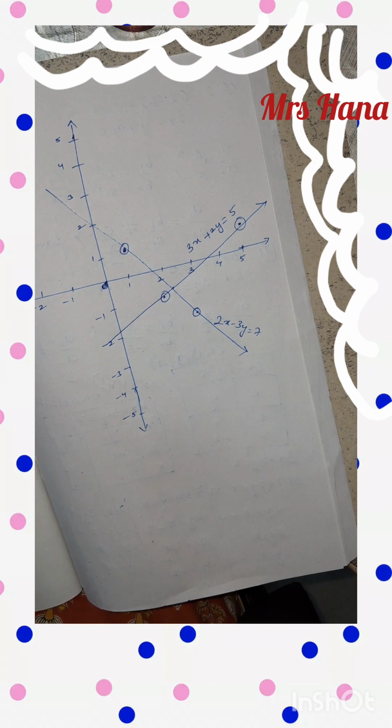Like this you have to do for the second question. All the questions are graphs, so you have to solve like this only. First you have to find the points for each pair of linear equations, draw the graph, and then solve.